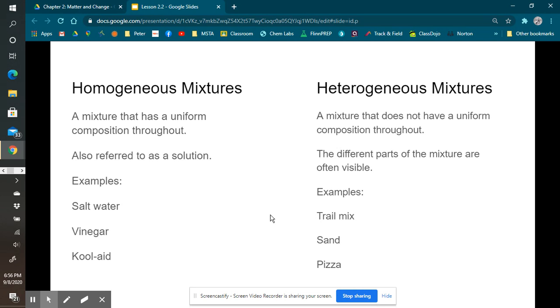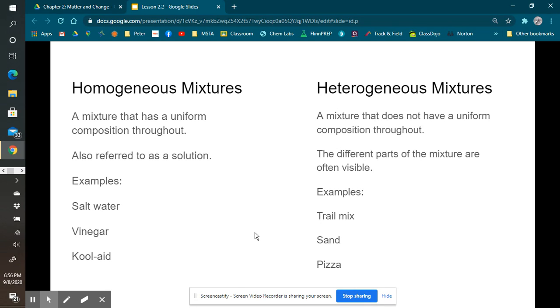Now, sometimes it's not always easy to distinguish the different parts in a heterogeneous mixture because they are maybe the same color or very similar in size or really, really small.